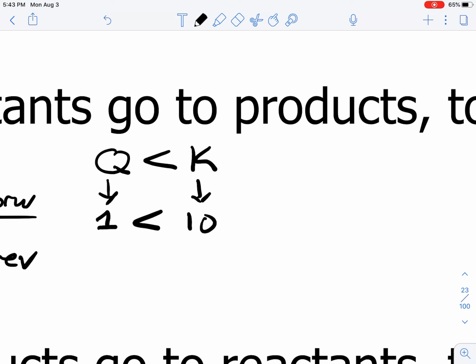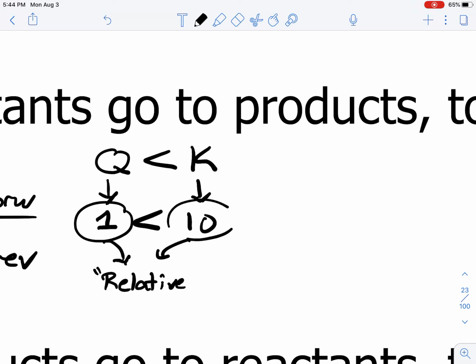That's a true statement. And so these values will represent just like a relative rate. It doesn't have to be 10 and 1. It can be any two numbers that you want it to be. It just needs, the statement must be made true. So Q must be less than K. So it can be like 1 here and a million there or something like that. It doesn't really matter.